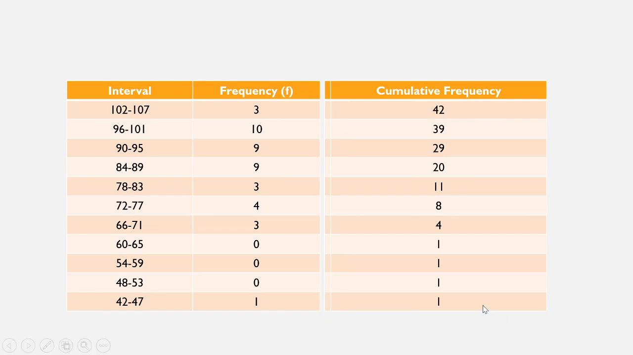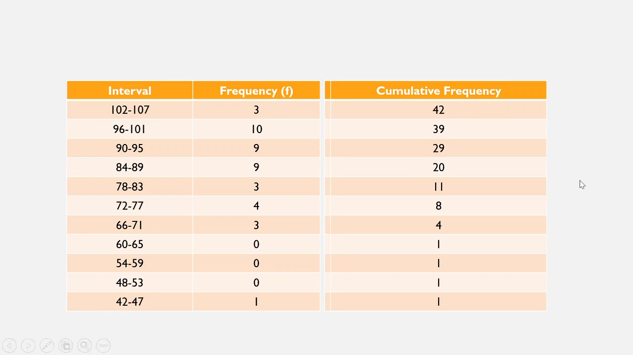So this bottom score here is a 1 because there was only one value that fell into 42 to 47. There were 0 scores in 48 to 53, so on and so forth until you got to the 66 to 71 interval, where there were 3 scores in that interval. The value that gets entered into the cumulative frequency is 4, because that is the sum of that 3 in the 66 to 71 interval and the 1 down there in the 42 to 47.